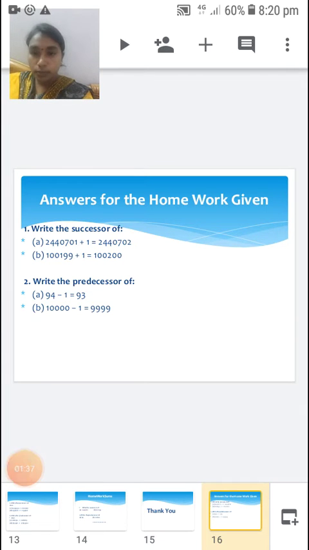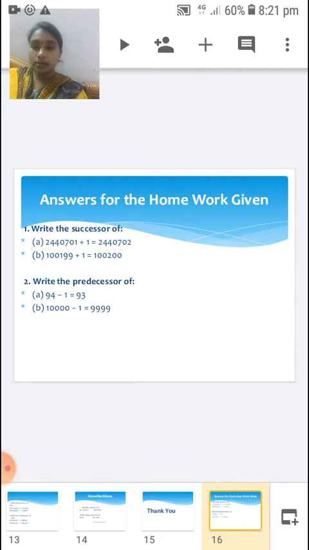And the next sum we have 10 lakh. So the next sum we have 1,199,000. When you want to find the successor, you should add 1 to it. So when you add 1, you get 1,200,000 as the answer. Okay children.